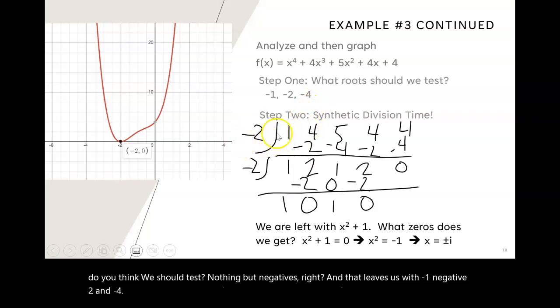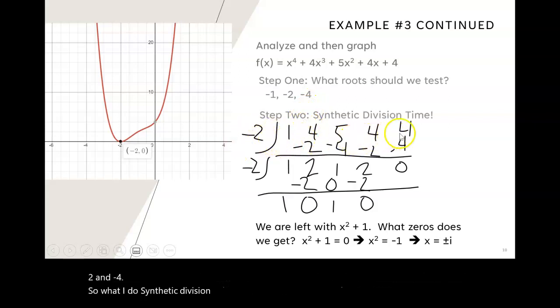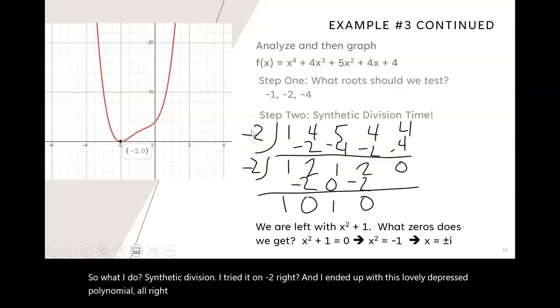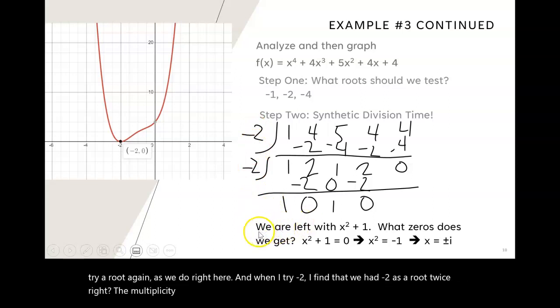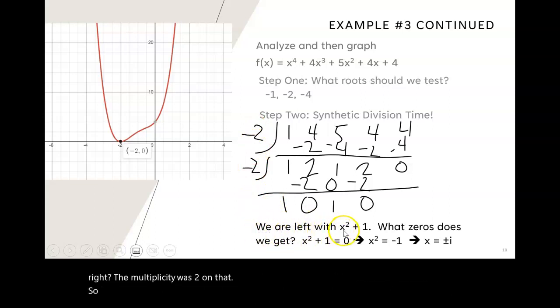So when I do synthetic division, I tried it on -2, right? And I ended up with this lovely depressed polynomial. All right, you could try -1, -4. Sometimes it happens that you might need to try a root again, as we do right here. And when I try -2, I find that we had -2 as a root twice. All right, the multiplicity was 2 on that. So here we're left with x squared plus 1 as our depressed polynomial.